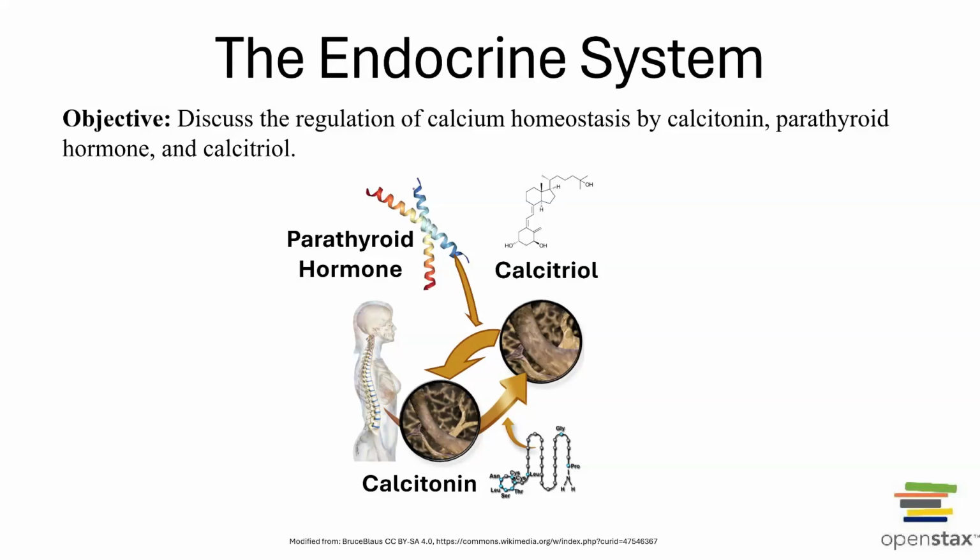In this video, you will learn about the role of calcitonin, parathyroid hormone, and calcitriol in the maintenance of blood calcium homeostasis. Maintaining calcium homeostasis is critical for normal physiological function. Calcium ions are essential for processes such as muscle contraction, neurotransmitter release, blood clotting, and intracellular signaling.